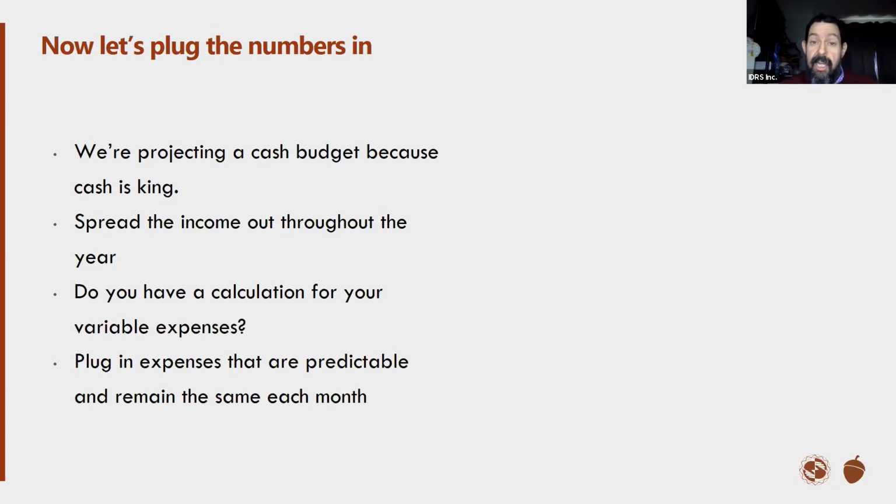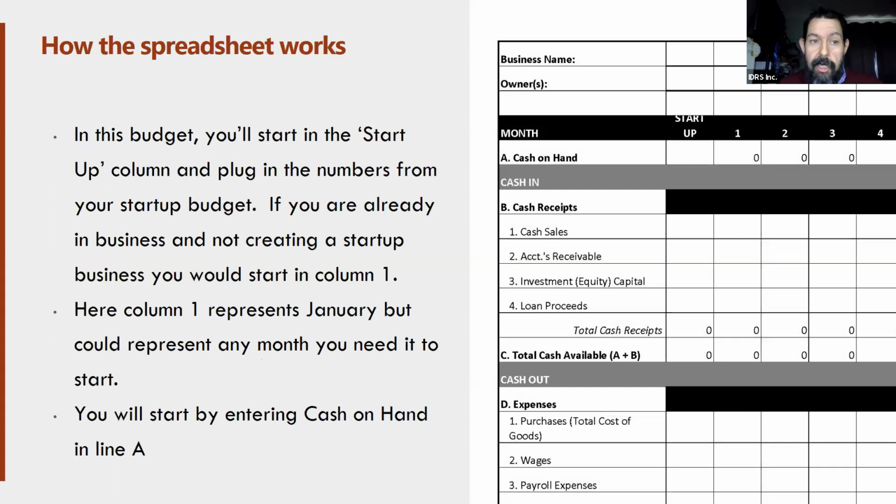I'm going to use the earring example. And then we're going to plug in expenses that are predictable and remain the same each month, right? So let me show you the tool we're using now. I'm going to bring this spreadsheet up in just a minute, but here I'm just going to talk about how this works, right?